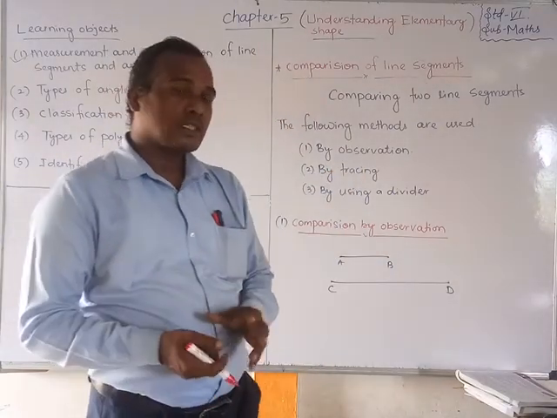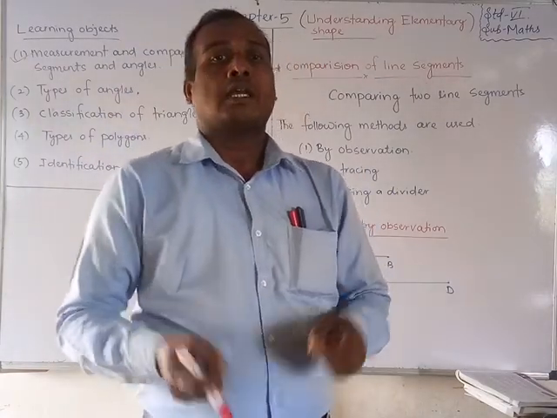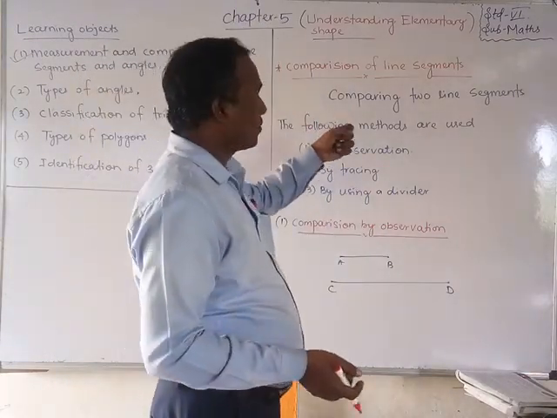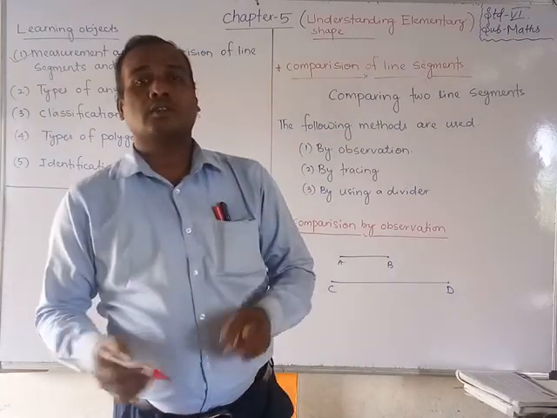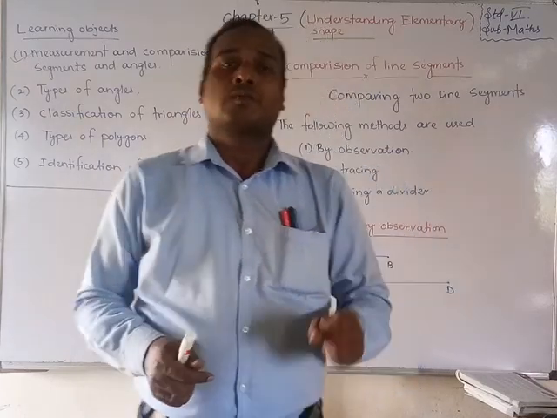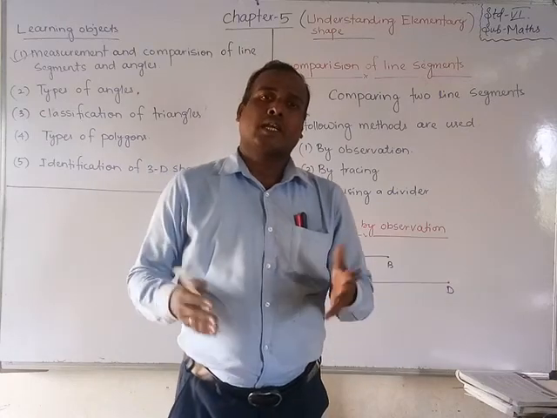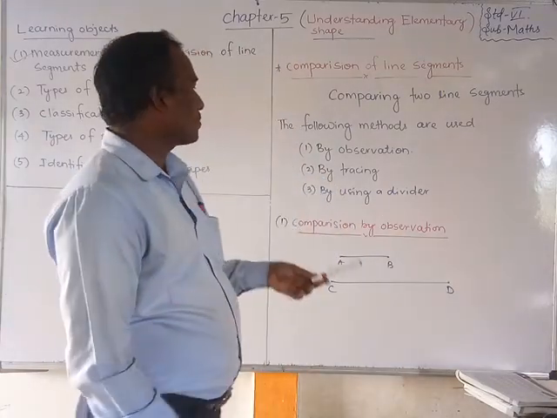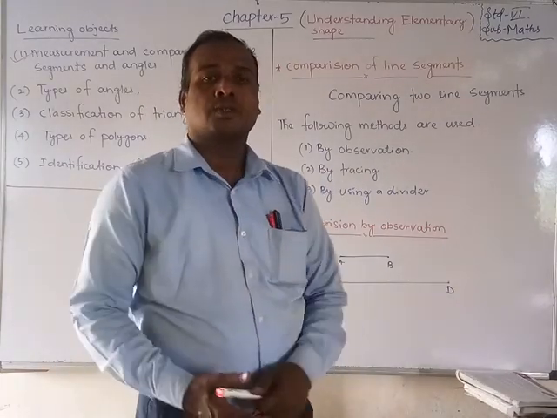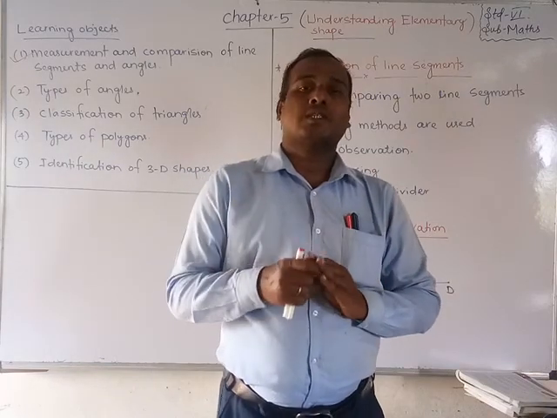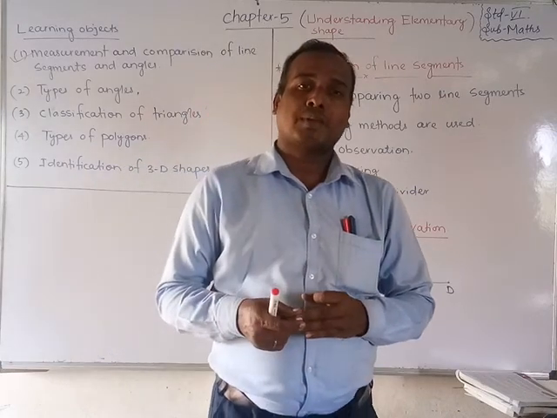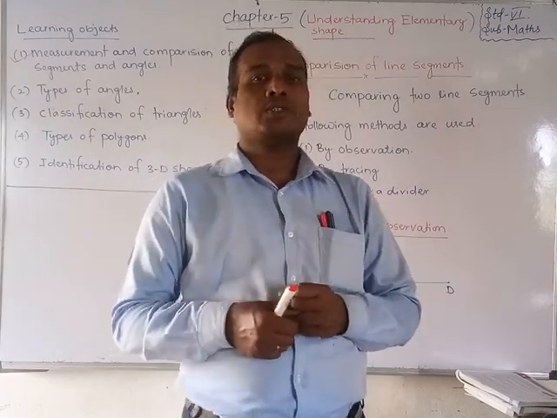Okay friends, let us discuss how we will find the length of line segments. We use three methods to measure line segments. By any one of these methods we can find the measurements of line segments. The first is by observation, then by tracing, and by using a divider. Students, there are three methods, and we can use any one of them to find the measurement or comparison of line segments. Okay students, how will we measure?